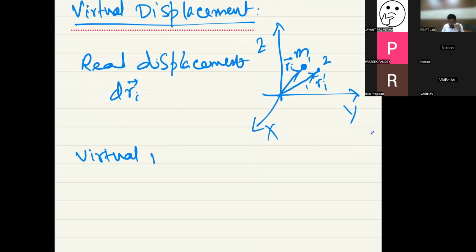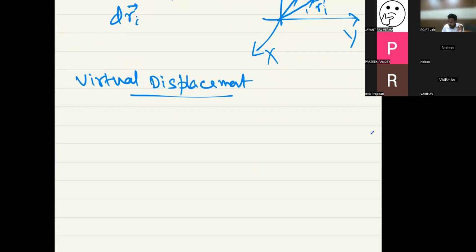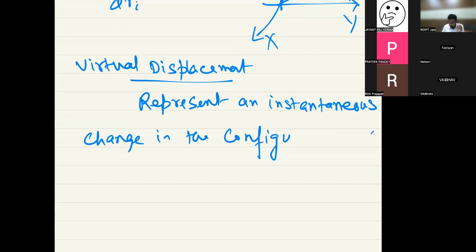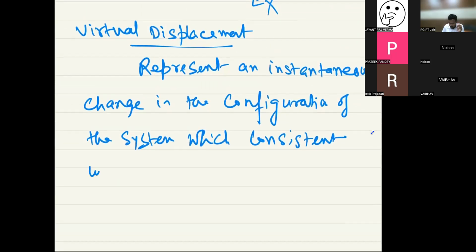Virtual displacement is an instantaneous change in the configuration of the system, which is consistent with the forces and constraints on the system.